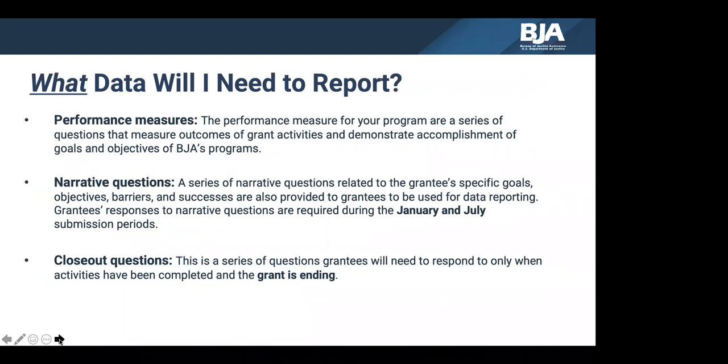Furthermore, there are three required sources of data that you will use to report: performance measures, narrative questions, and closeout questions. First, the performance measure questions for your program are a series of questions that measure outcomes of grant activities and demonstrate the accomplishment of goals and objectives of BJA programs. Next, a series of narrative questions related to the grantee's specific goals, objectives, barriers, and successes are also provided to grantees to be used for data reporting and are reported only in January and July on a semi-annual basis. Lastly, closeout questions are a series of questions grantees will need to respond to only when activities have been completed and the grant is ending.